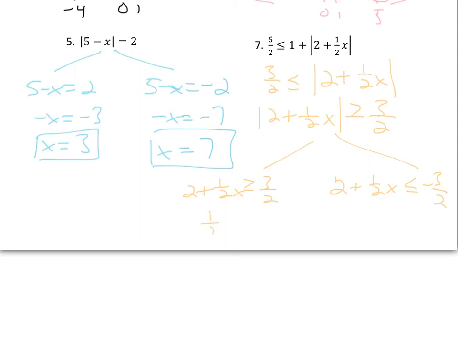Subtract over the 2. Negative 1 half. Multiply by 2. X is greater than or equal to negative 1. Okay, and on the right side here, subtract the 2 again, and we'll get negative 7 halves, multiplied by 2, x is less than or equal to negative 7.